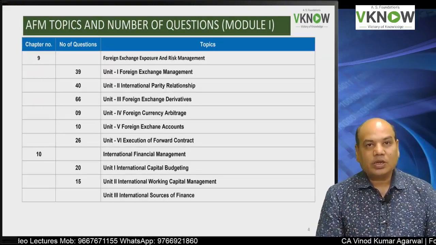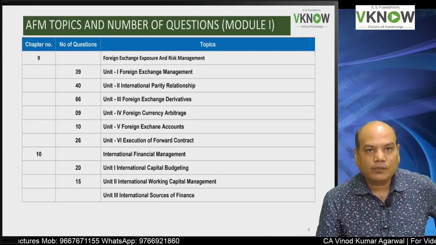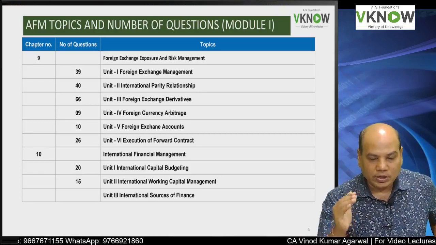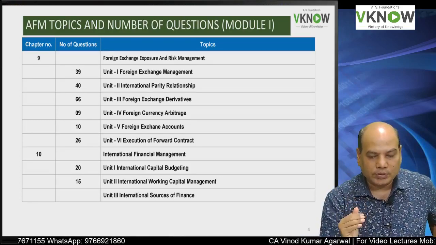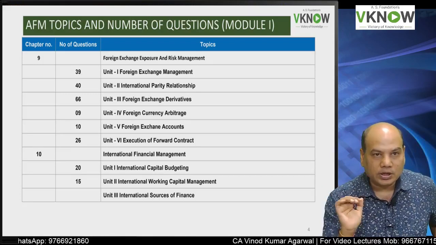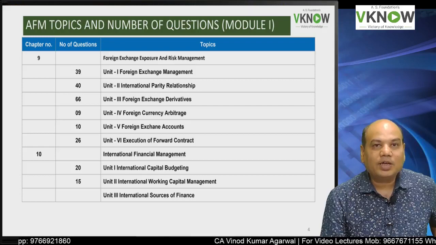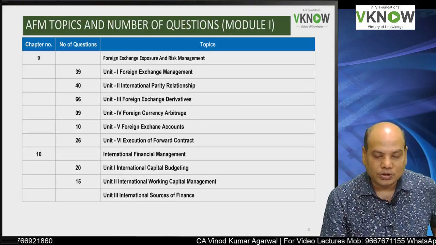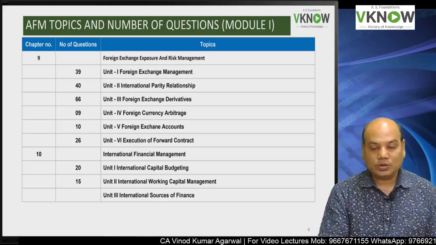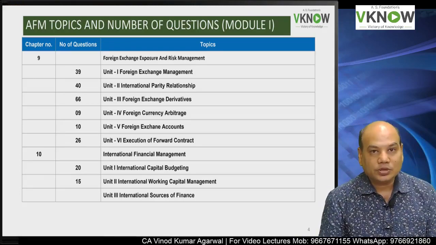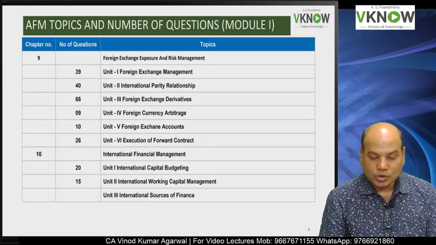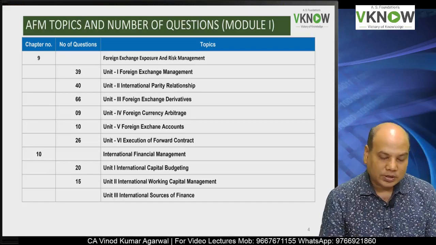Then chapter number 9, again a very important topic called foreign exchange exposure and risk management. For convenient learning we have divided it into 6 units. The first unit, which is foreign exchange management basics, we have 39 questions. International parity relationship, we have 40 questions. Foreign exchange derivatives, we have 66 questions. Foreign currency arbitrage, 9 questions. Foreign exchange accounts, 10 questions. Execution of forward contract, 26 questions.